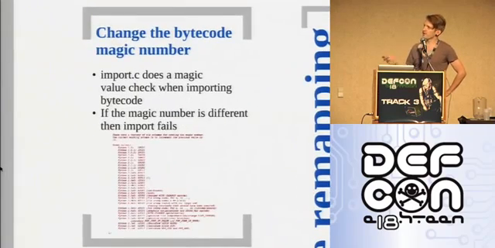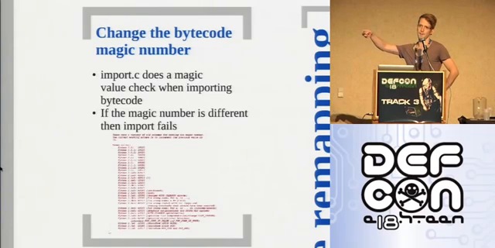So one of the simplest things is to just change that bytecode magic number. You'll remember from the PYC, the first 4 bytes are a magic number that say what version of Python it is. If the Python that you're running isn't the same version, it will bail with a bad magic number error.